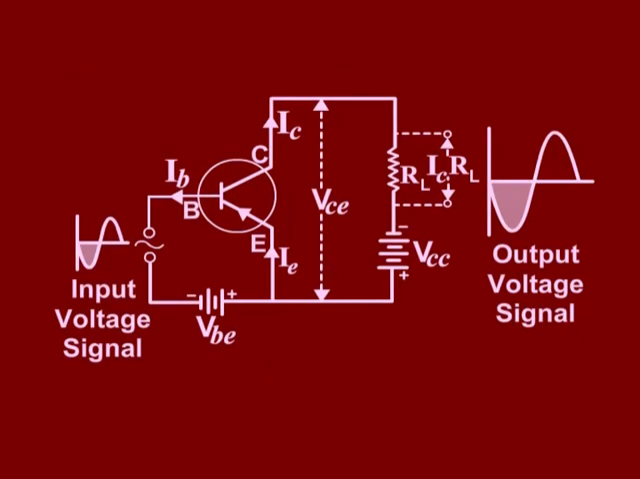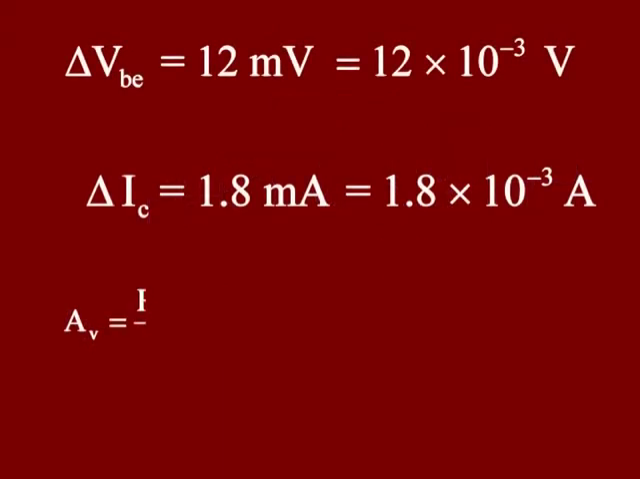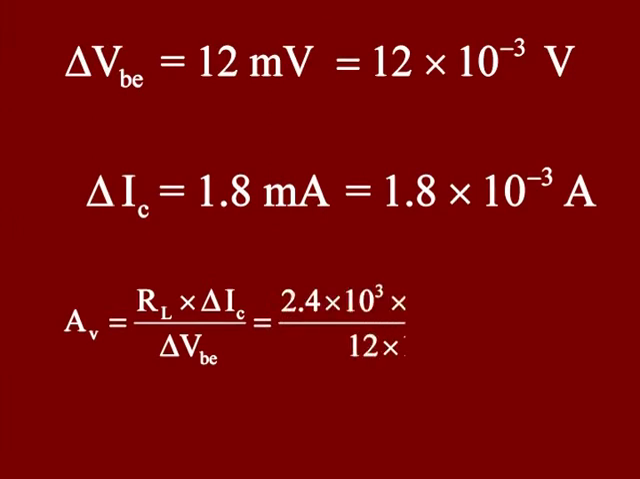Finally, we work to find out the voltage gain AV, which will need to use the equation AV equal to RL into delta IC upon delta VBE. Substituting the corresponding values in the given equation, we get 2.4 into 10 raised to the power 3 into 1.8 into 10 raised to the power minus 3 upon 12 into 10 raised to the power minus 3, which gives the desired value of voltage gain as 360.